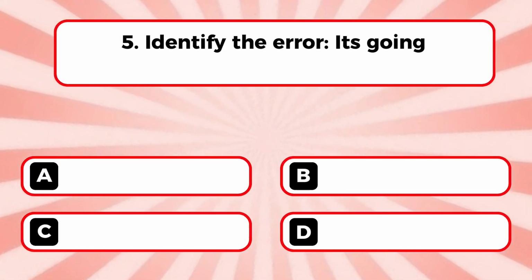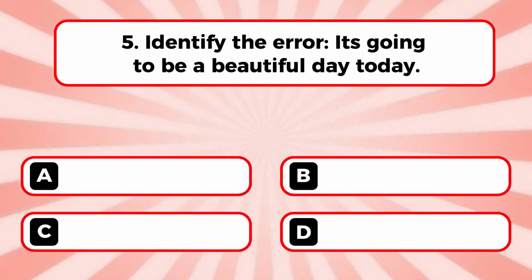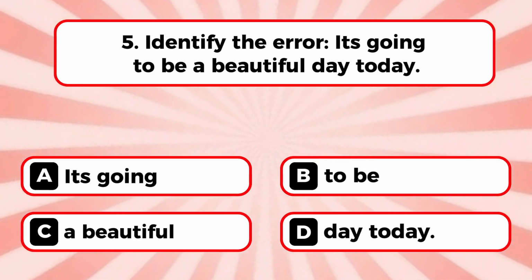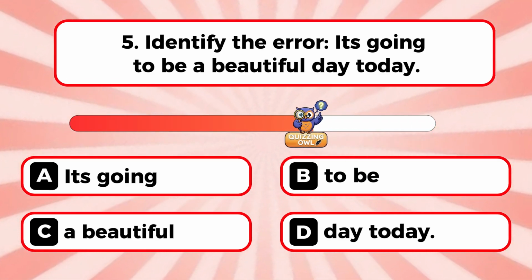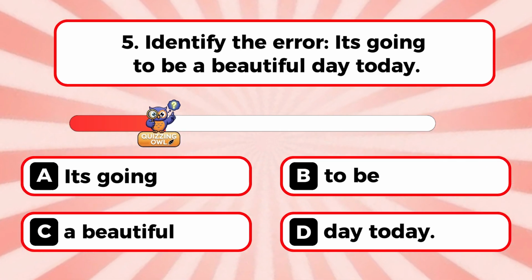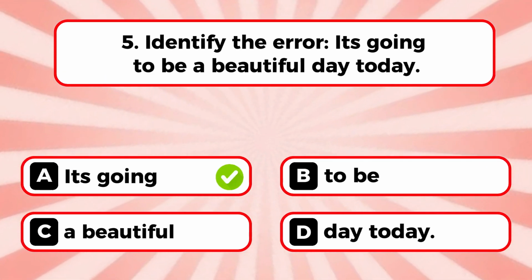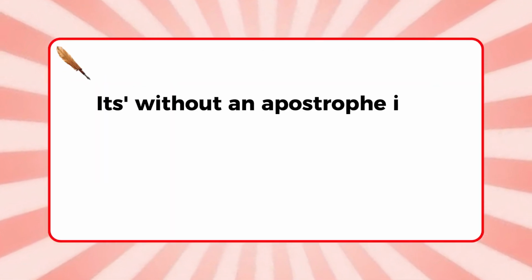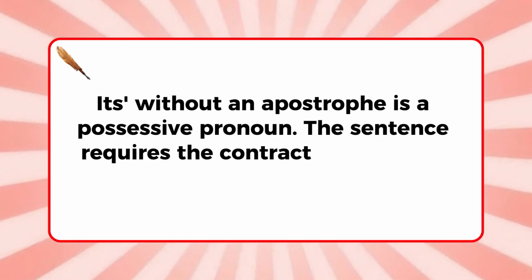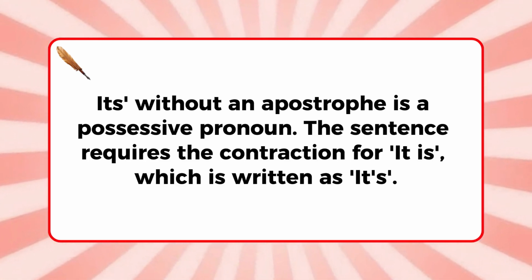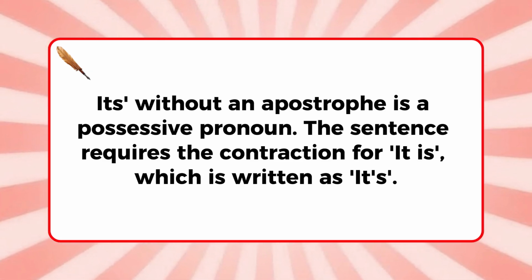5. Identify the error. It's going to be a beautiful day today. Its without an apostrophe is a possessive pronoun. The sentence requires the contraction for it is, which is written as it's.